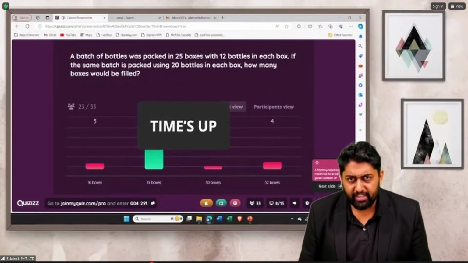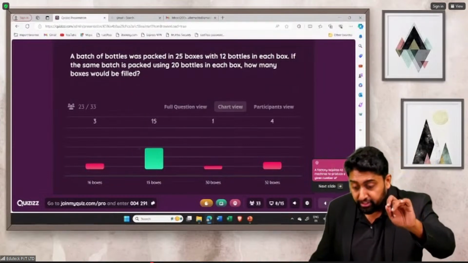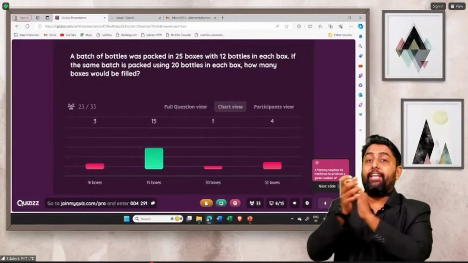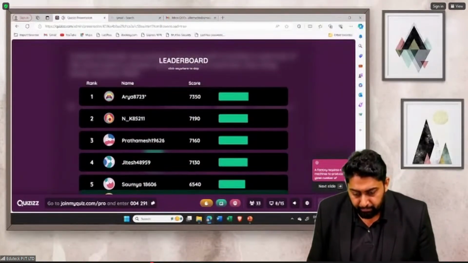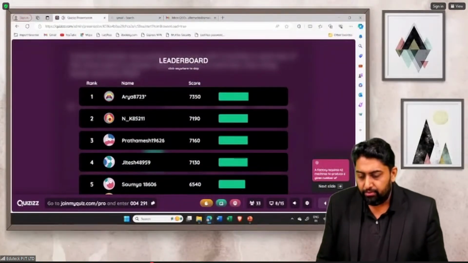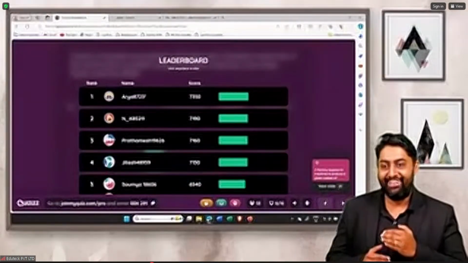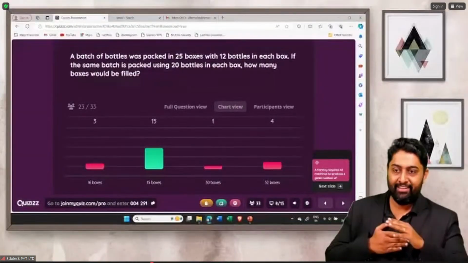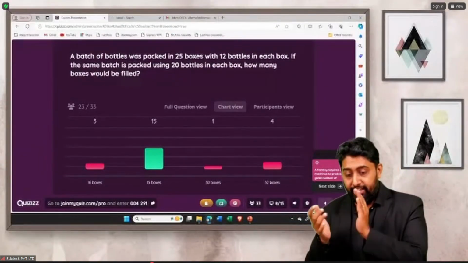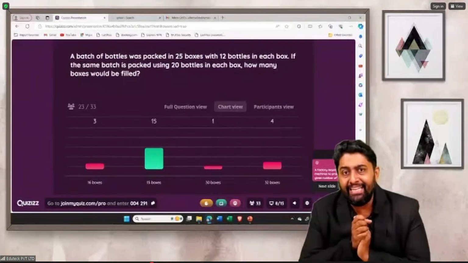Let's see what's the correct answer. The correct answer was 15 boxes, which is given correctly by 15 people out of 22. Excellent job. Is there a change? The first 5 people are going neck and neck. That means there's no change. Right? So that's a good thing. Good job. We have completed 8 questions.